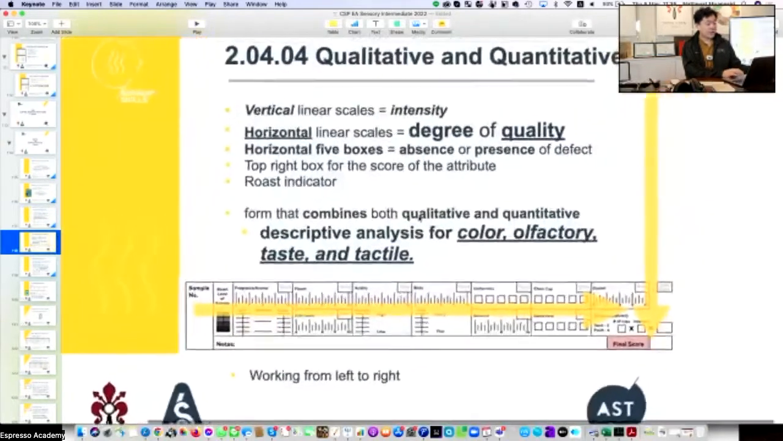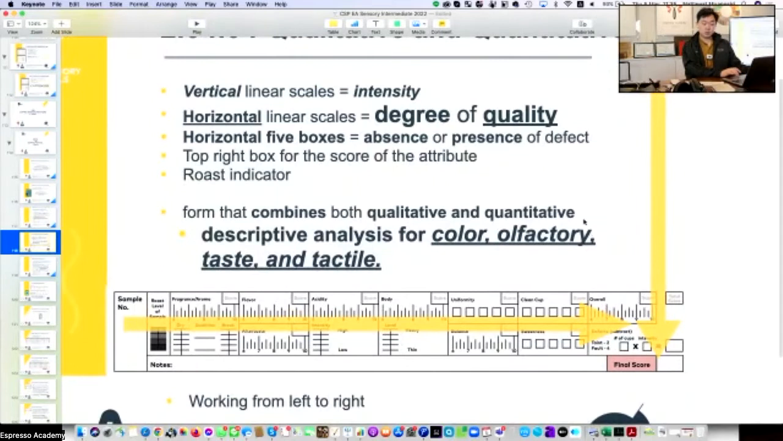So that is how we use it. Look into how to use it: left to right, up to down, very basics. There are a lot of things where we can describe everything from color to the aroma, to the taste, and to the tactile feeling, which is the mouthfeel. So olfactory, which is the aroma, the nose, the taste, and tactile.